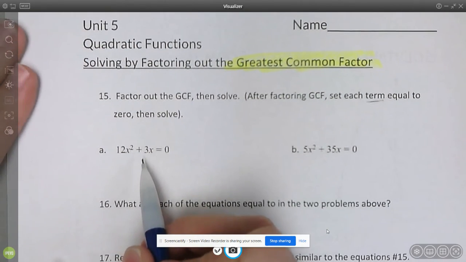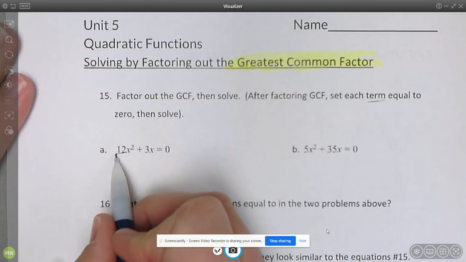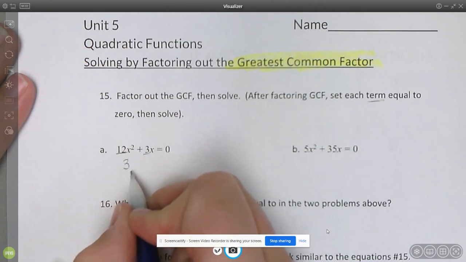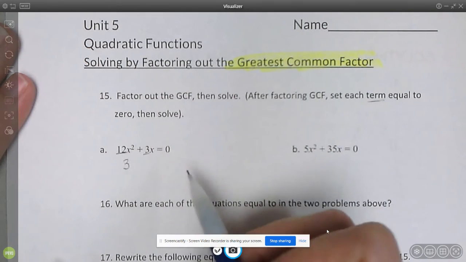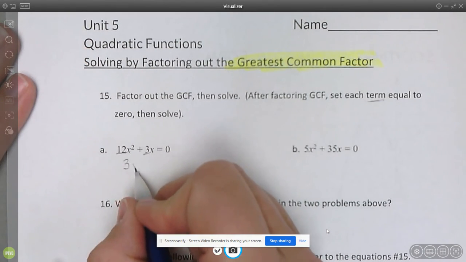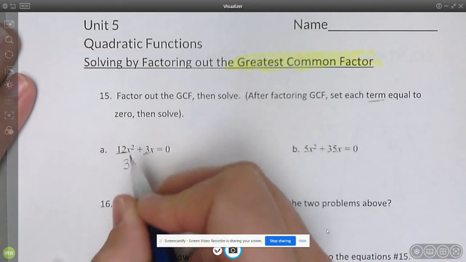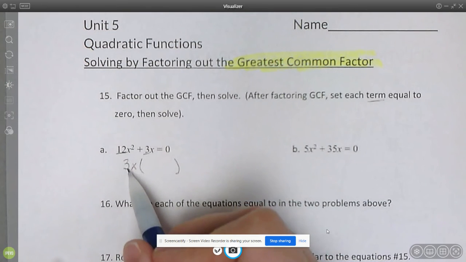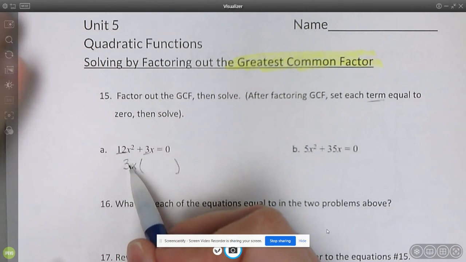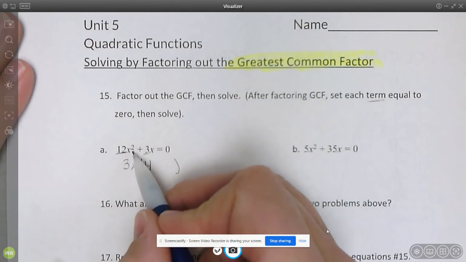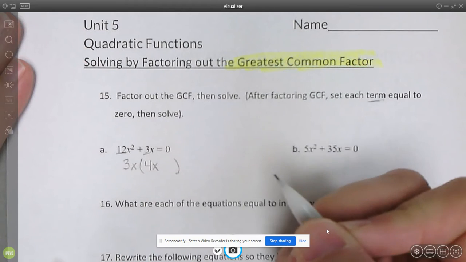So this first one, the first thing you want to look at is your number. So you have 12 and you have 3. What's the biggest number that goes into each of those? Well, that's 3, so that'll go on the outside. Then what's the biggest number of x's that fits perfectly into x squared and x? That is just 1x, so that also goes on the outside. You put your parentheses. If I take 3 out of 12, or 12 divided by 3, you get 4. If I take an x out of x squared, you have an x left.